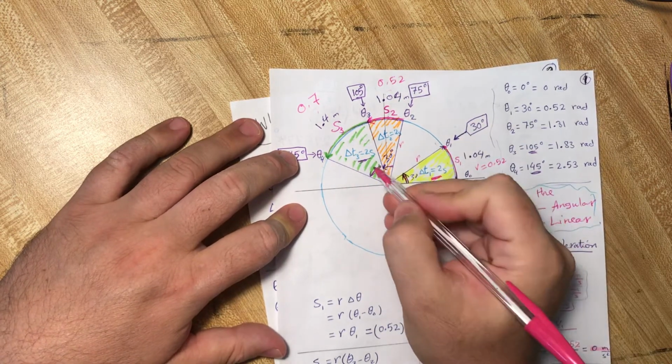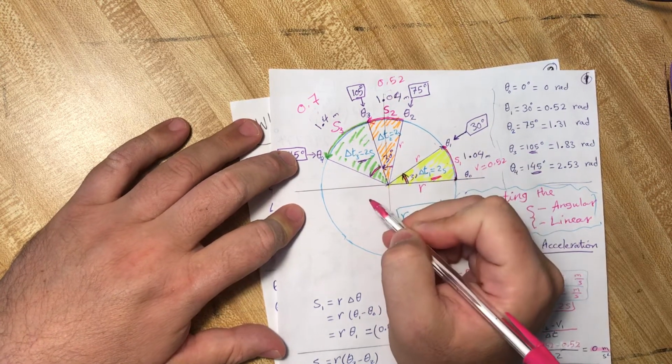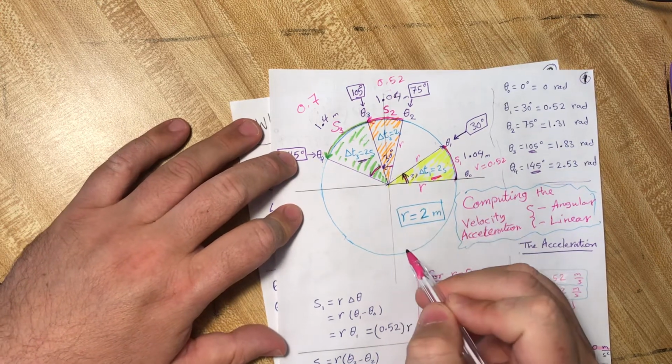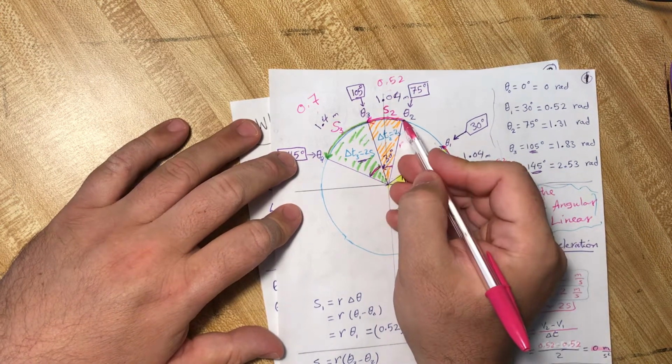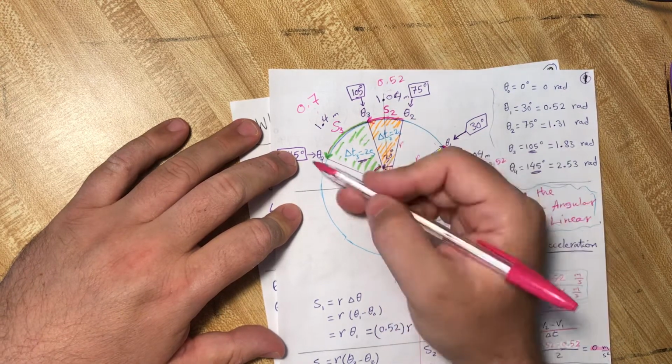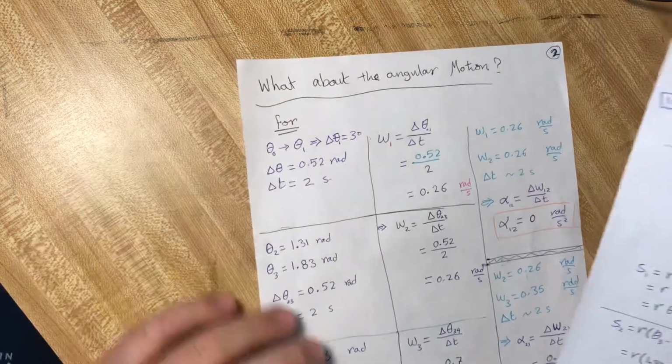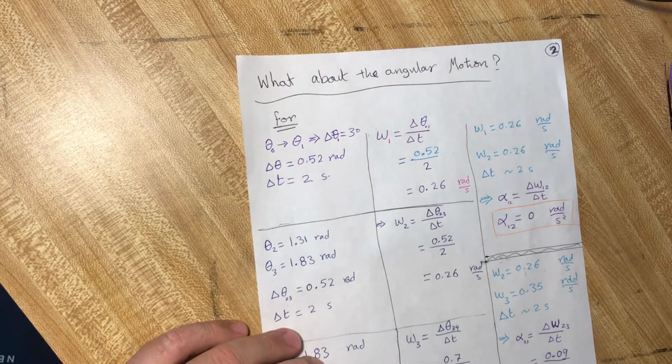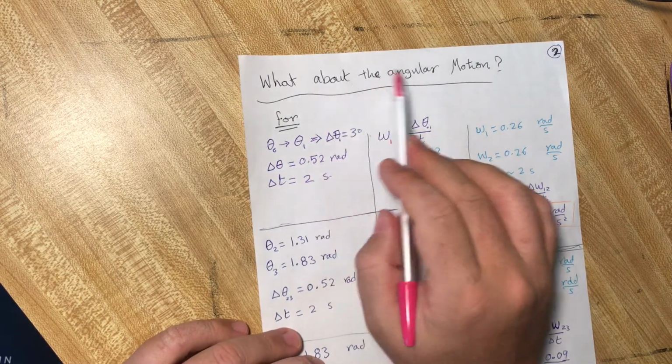We are not talking about the angles now. We are talking about the linear motion on the circle edge. Okay, now we need to talk about the angular motion.